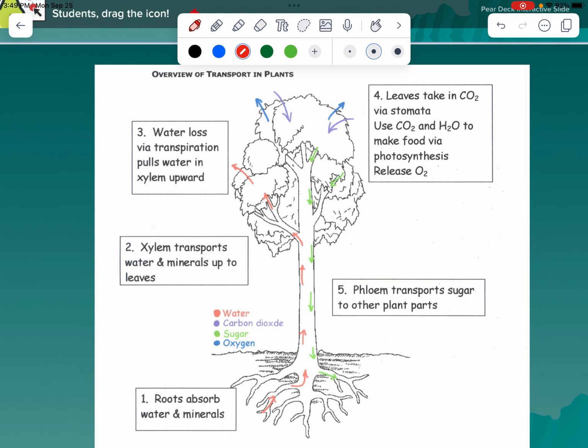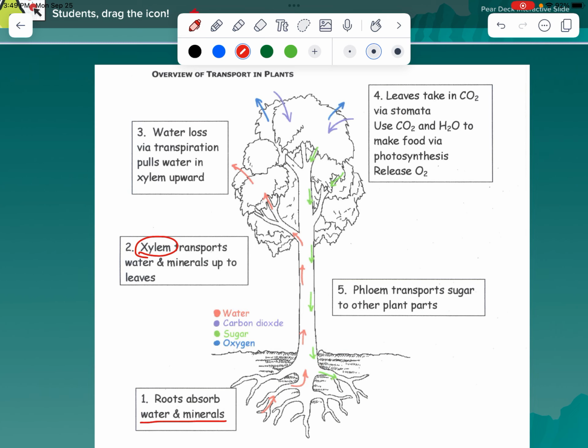So here's an overview diagram. And this shows how water, along with sugar and other nutrients, are transported within the plant. So let's start with number one, down in the roots. The roots are responsible for taking up water and minerals. Then water and dissolved minerals will move up the plant through the xylem tubing. And it's going to eventually reach the leaves.